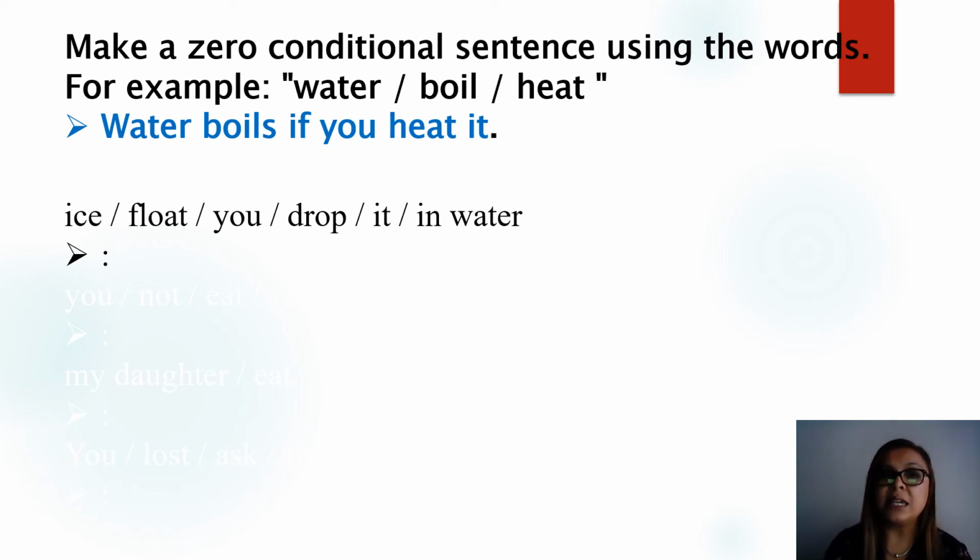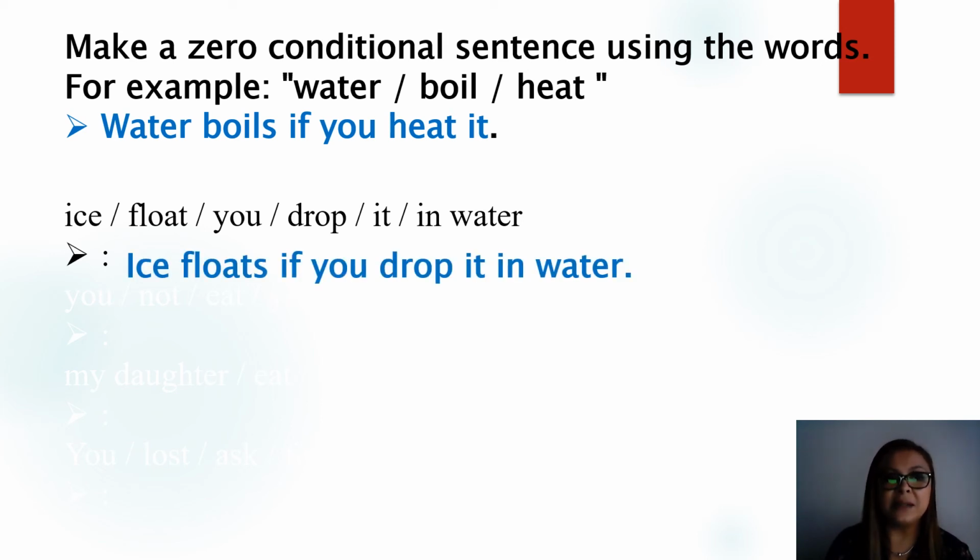Water boils if you heat it. Y aquí les doy otra. Ice float, you drop it in water. So let's do a sentence with that. Okay. If you have done the sentence, this is one possibility of this zero conditional sentence. Esta es una posibilidad de lo que ustedes pudieron haber hecho en la oración condicional cero. Ice floats if you drop it in water.